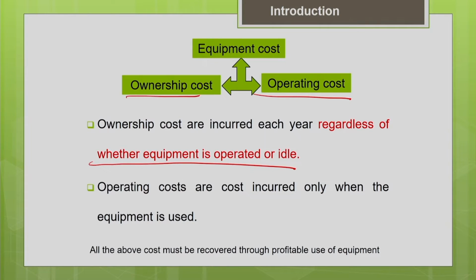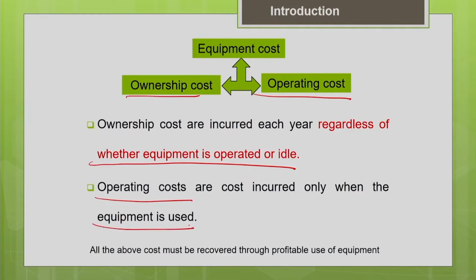Many times we can see that project estimators overlook the ownership cost. There are different components of the ownership cost which should also be included in the estimation of the cost of the machine. People think that only when the equipment is operated are we incurring cost, and that is how they make a wrong estimation of the cost of equipment. The other part is your operating cost. These are the costs incurred only when the equipment is used.